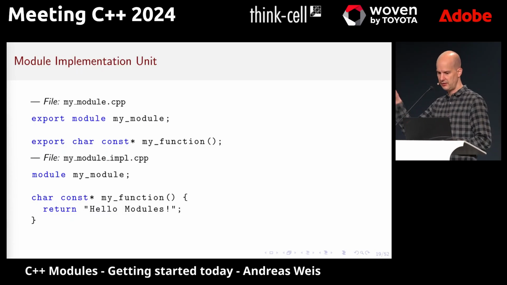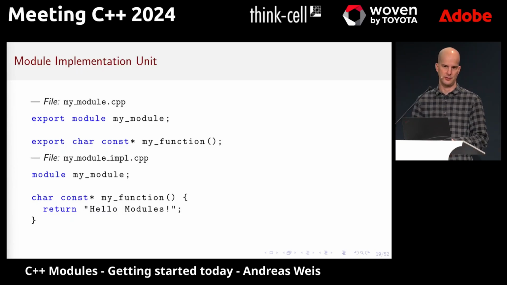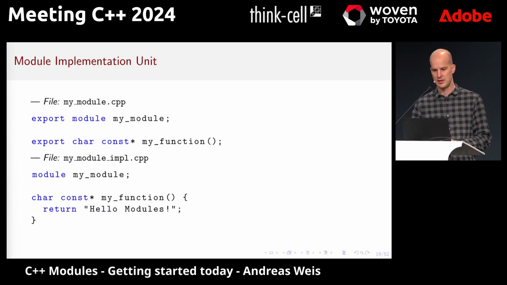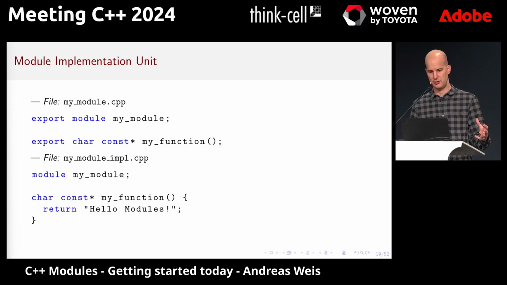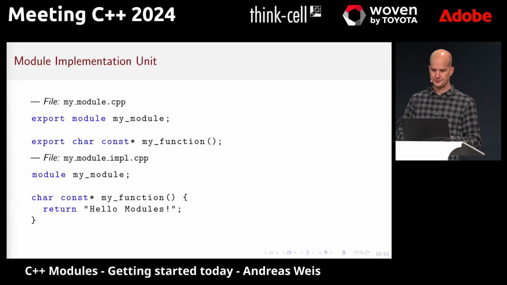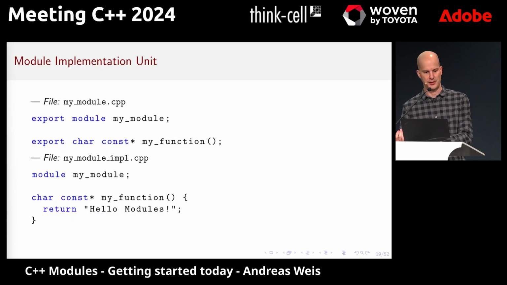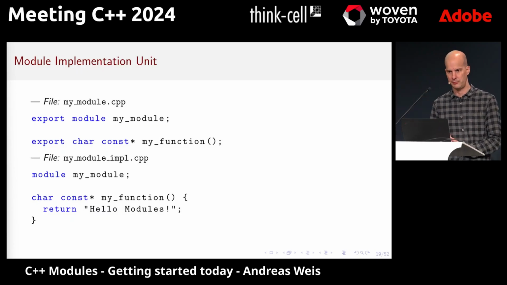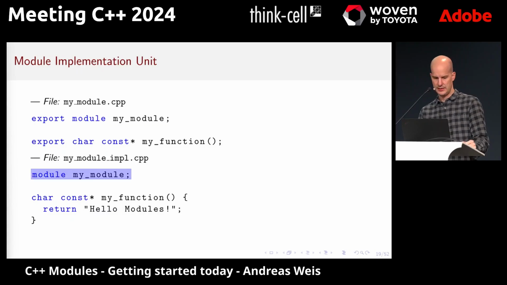The signifier here for the implementation source is that it does not have the export in front of the module declaration. So it's sort of just extending this module that was defined in the interface file. And the crucial limitation here is that you cannot export anything from the implementation unit. So yeah, this line here, that's the signifier.